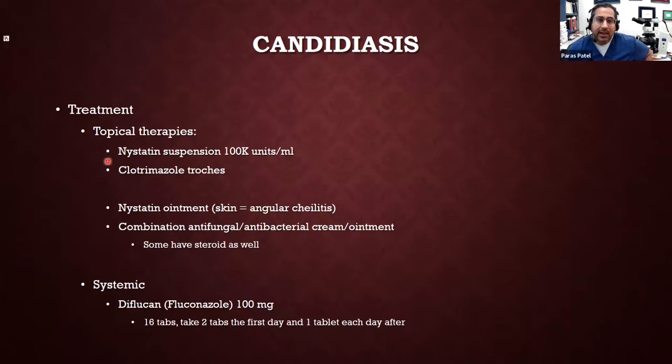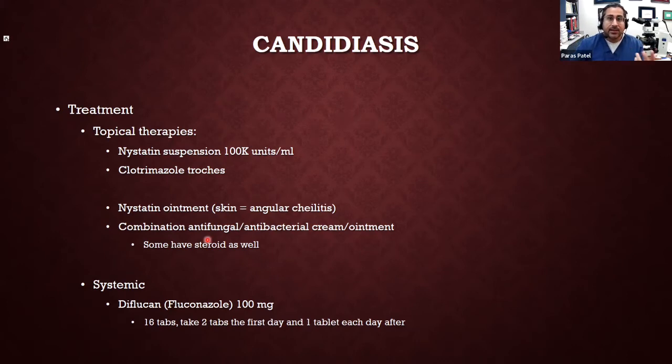Some cases may be recalcitrant. You can try clotrimazole troches. And these are dissolving little tablets that patients put in their mouth. And the whole idea is that you get a little more substantivity. It's there for a little bit longer, 20 minutes for it to dissolve roughly. So it's going to last a little longer. And then for the angular cheilitis, we can use nystatin ointments or a combination antifungal antibacterial cream, which on occasion will have a steroid in it to help reduce the inflammation and the discomfort and pain that goes along with it.